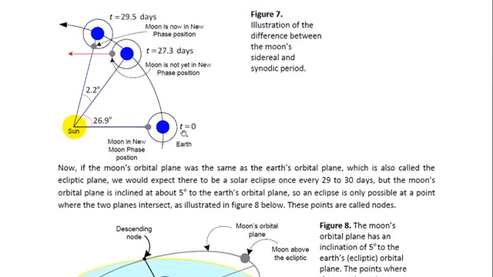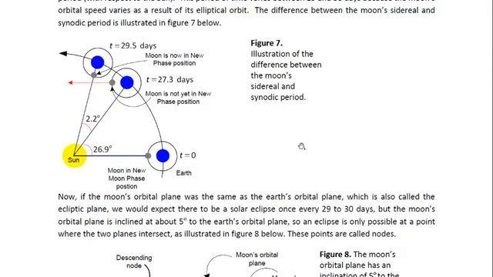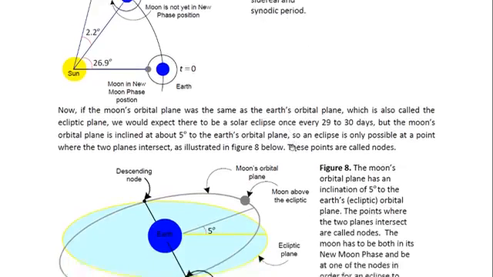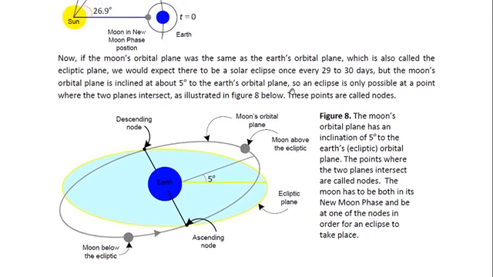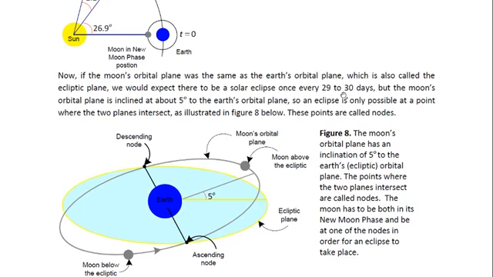Then if the moon's orbital plane and the Earth's orbital plane, which we also call the ecliptic plane, and this is the Earth orbiting around the sun. The Earth orbits around the sun in a certain plane, which we call the ecliptic plane. If these planes were to coincide, then we would expect to have a solar eclipse every 29 to 30 days, because every 29 or 30 days the moon would be in the new phase position, and therefore we would be able to get an eclipse.